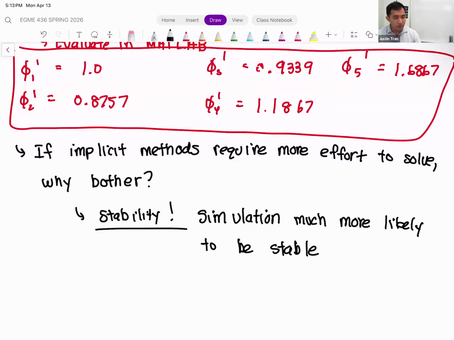This is not the first time that we've come across this concept of stability, right? If you think back to when we first introduced convection, we were introduced to a non-dimensional number called the Peclet number.